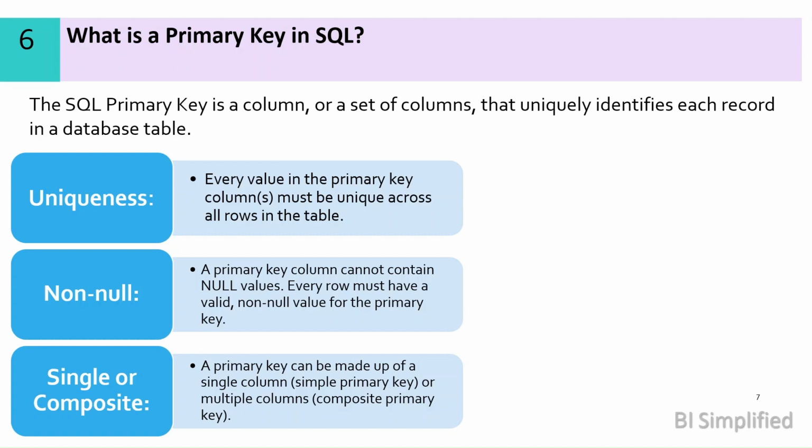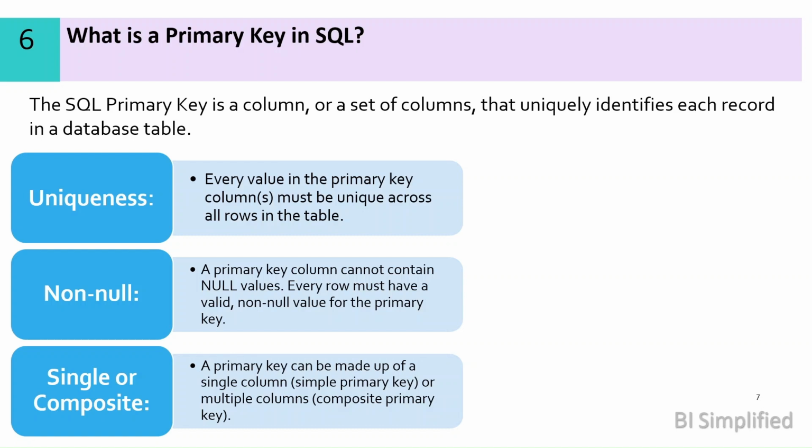So there are three properties. So first one is uniqueness. That means every value in the primary key column or columns must be unique across all rows in the table. Then the second one is non-null. A primary key column cannot contain null values. Every row must have a valid non-null value for the primary key. And the last one is single or composite.